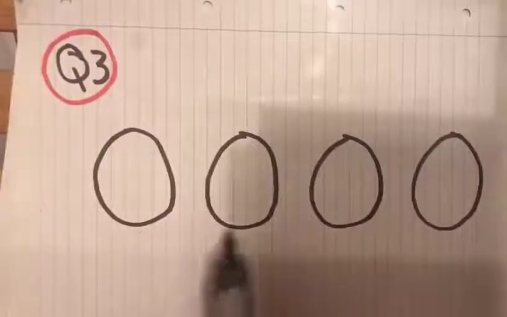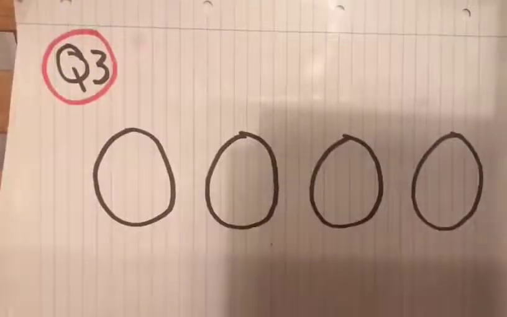So now we are going to have a look at question 3. Question 3 shows you 1, 2, 3, 4 circles with counters in them. And it asks you to complete the sentences. Now, I'm going to give you some ideas to help you answer question 3, and then I'm going to ask you to try and complete those sentences on your own.